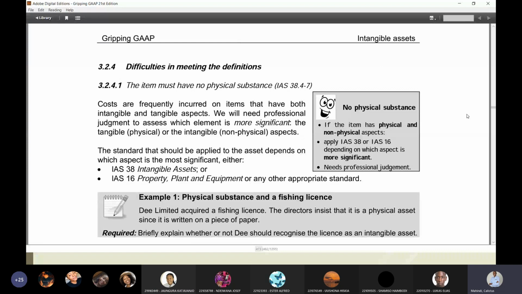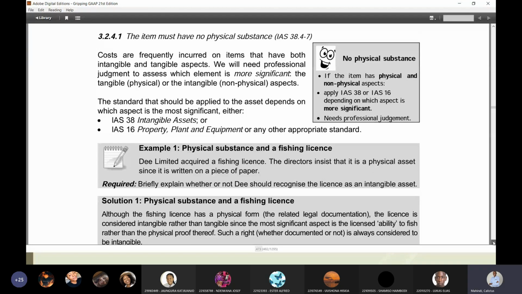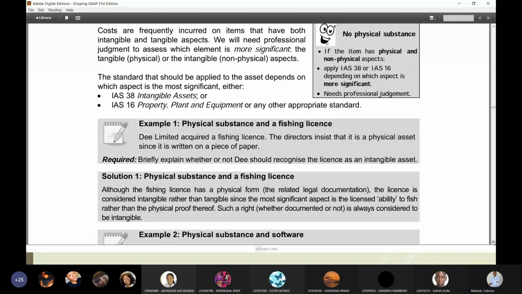Exactly. You're 100% correct. This is an intangible asset because what is important here is that what you have been provided is a right to fish. So although the fishing license has a physical form, that's the legal documentation, the license is considered intangible rather than tangible, since the most significant aspect is the licensed ability to fish rather than the physical proof thereof. So you were granted a right to fish.